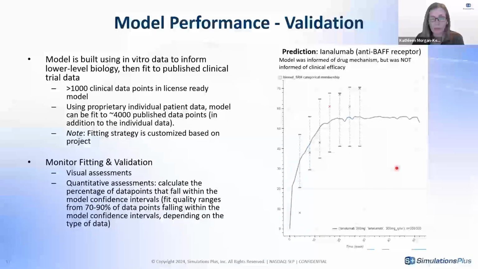The graph on the right shows a model prediction for ianalumab, an anti-BAFF receptor. In this graph, the model was informed by the drug mechanism, but was not informed by clinical efficacy. And as you can see here, the model is doing a good job capturing these SRI4 responses for this clinical trial.